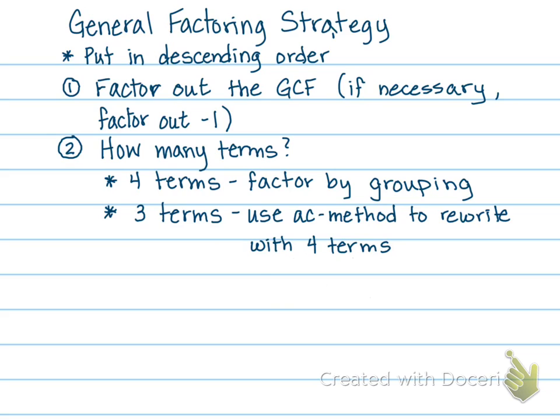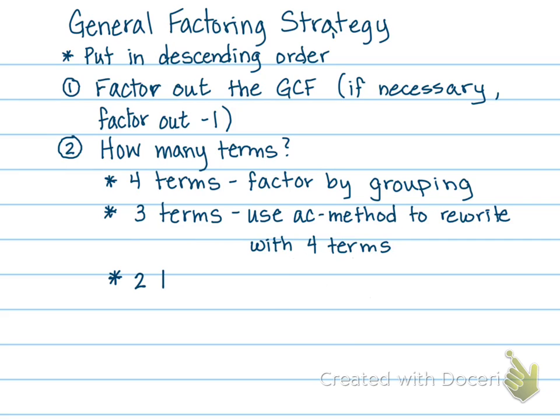Well, we're going to use the same idea with 2 terms. So when I have 2 terms, I'm going to write it with 3 terms. So I can then write it with 4 terms. And then I can factor by grouping, which sounds like a lot longer of a process than it actually is. Because writing it with 3 terms is just a matter of putting in a 0.